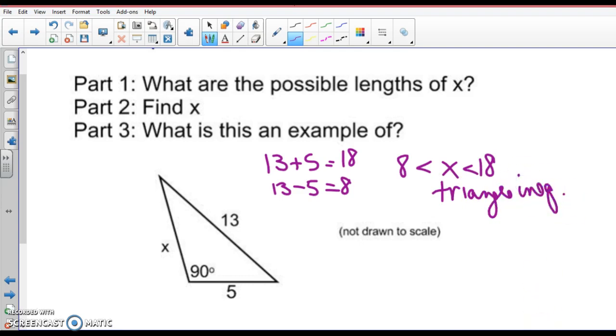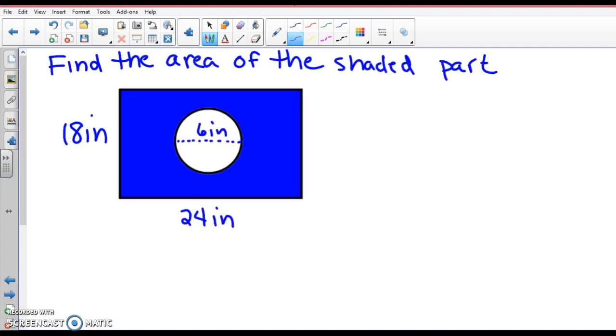Now, part 2. How can I find x? I could use Pythagorean theorem because this is a right triangle, even though it doesn't look like it. If you're not in the advanced class, you won't know what I'm talking about at that point. Okay, find the area of the shaded part.